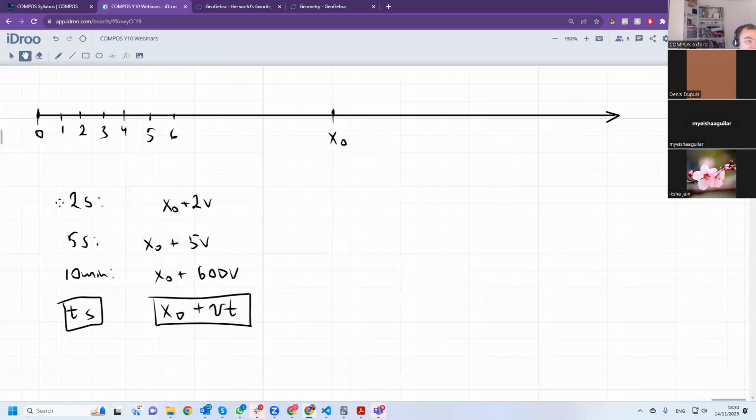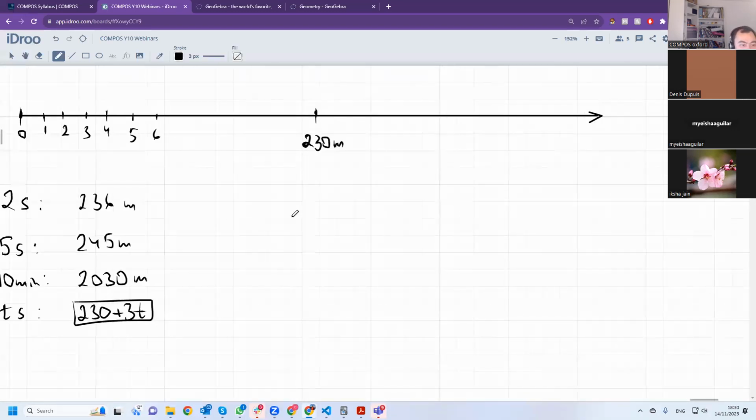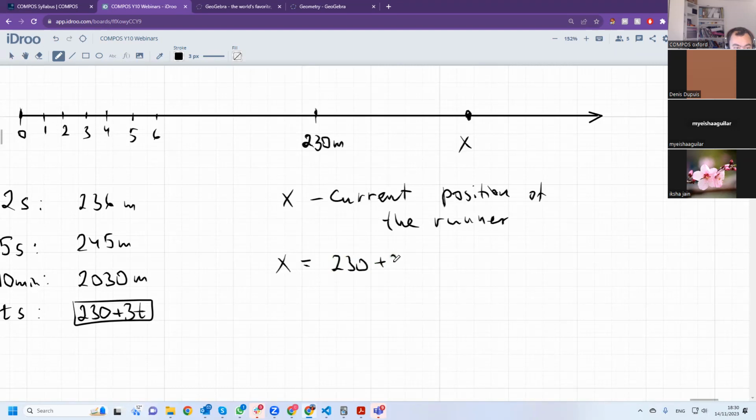This expression, we call it the current position. So x is the current position of the runner. So the runner is here at x. So x is equal to 230 plus 3t. But this is a function of time. To show that it is a function of time, we write it like this: x of t is 230 plus 3t.